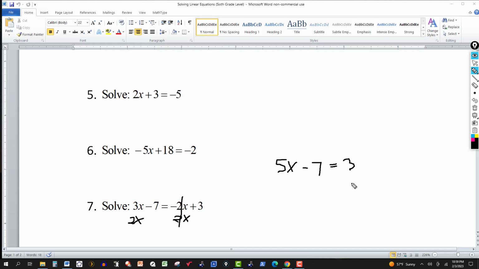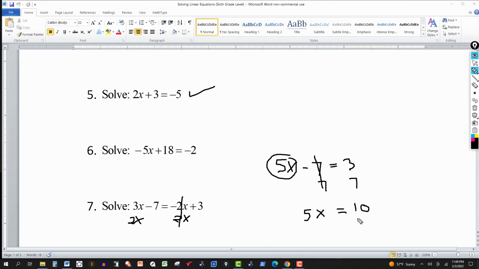So all we're doing is making it simpler. It's looking more like this one here. See, now there's only one term with an x on the left side. But now we want to isolate this. So let's add the opposite of minus 7, which is 7, so that this cancels. I get 5x on the left side, and 3 and 7 is 10.